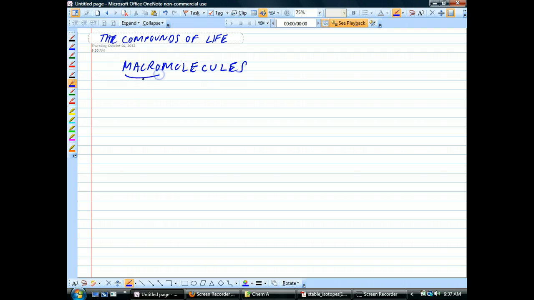And macro just means large. So these are larger molecules. Water is very small, so we're not talking about water in this section. We're not talking about the ions themselves, like potassium ions, which are very important for your health in your body, right? We're not talking about oxygen gas, which obviously is very important, right? We're talking about 4 classes of macromolecules.